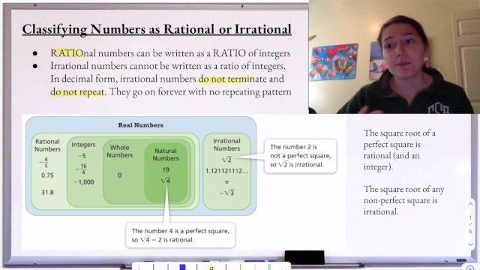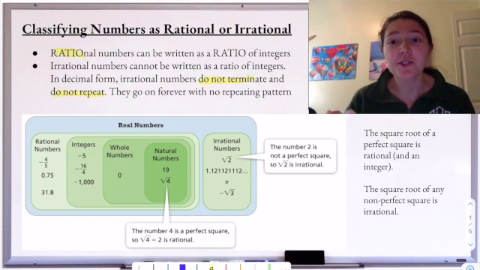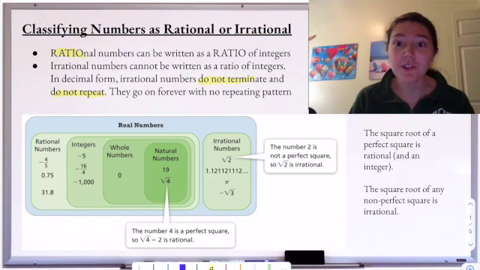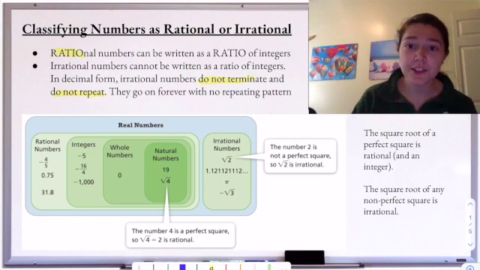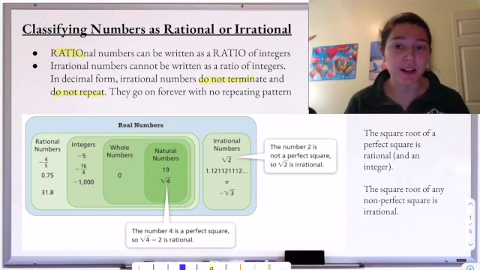3.141592, goes on forever without having any repeating pattern. That's irrational. But it's not the only irrational number. There actually are infinitely many irrational numbers, including the square root of any non-perfect square.